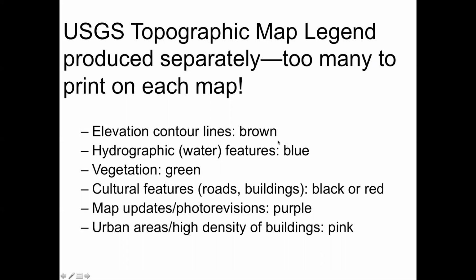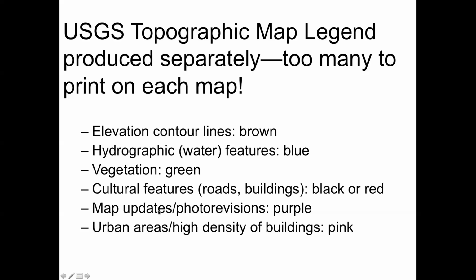So all of our contour lines are going to be in brown, as we have seen. Hydrographic or water features are going to be in the color blue, whether it's frozen water in a glacier or whether it's liquid water in a stream or in a marsh or in the ocean. Vegetation features, whether it's forest or maybe a vineyard, is going to be in green. But of course, we're going to have lots of different symbols in the color green to represent many different types of vegetation. Cultural features, such as roads and buildings, are generally in black or red.